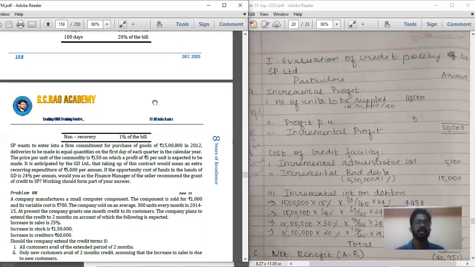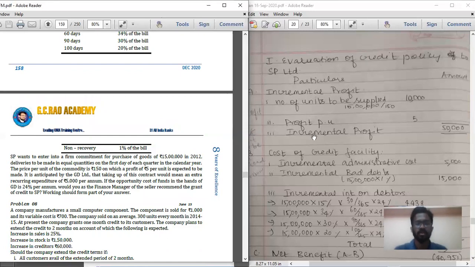I am approaching GD Limited asking for credit extension, and GD Limited is asking its finance manager whether to accept or not the following credit. So this is how the problem should be solved.